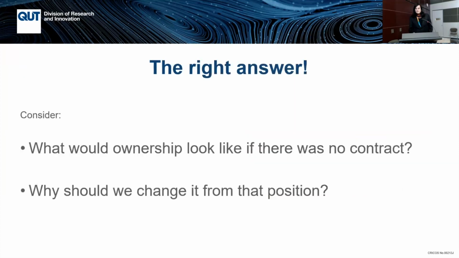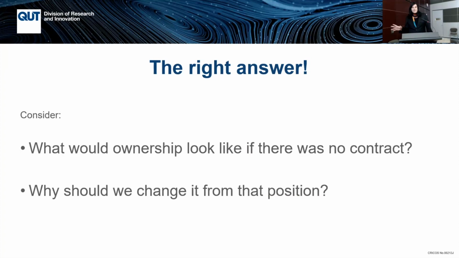So, what is the right answer to what you should put down in terms of IP ownership? I'm a solicitor for QUT. I'm incredibly biased in that regard, and I'm definitely going to tell you to always put down QUT, even if QUT is not a party to the contract.